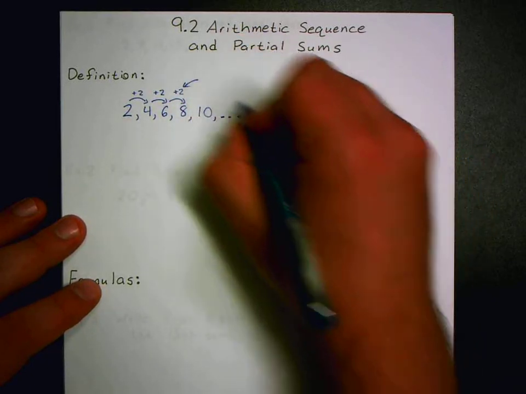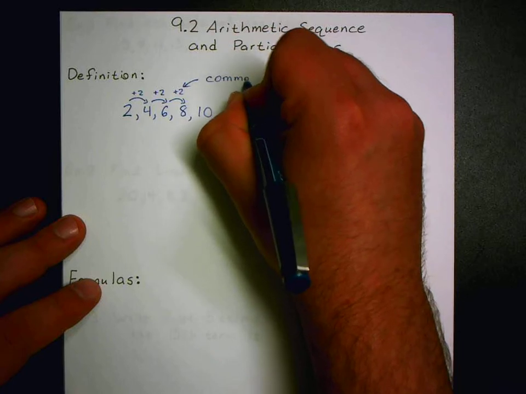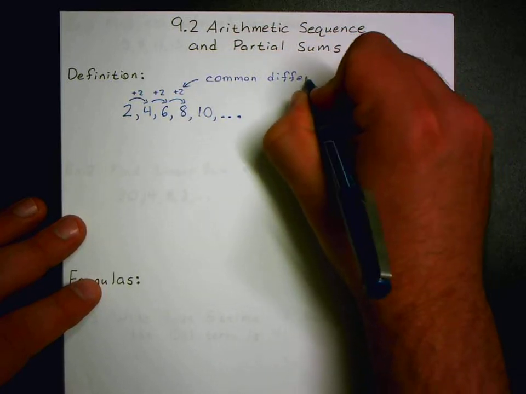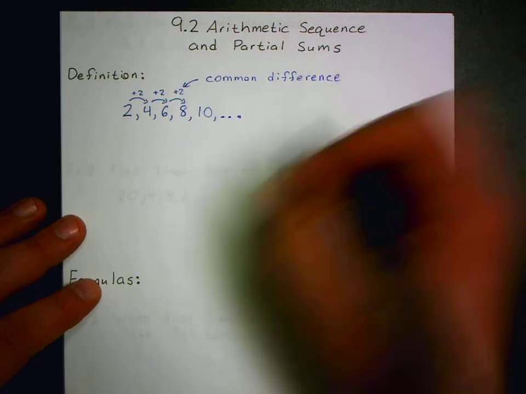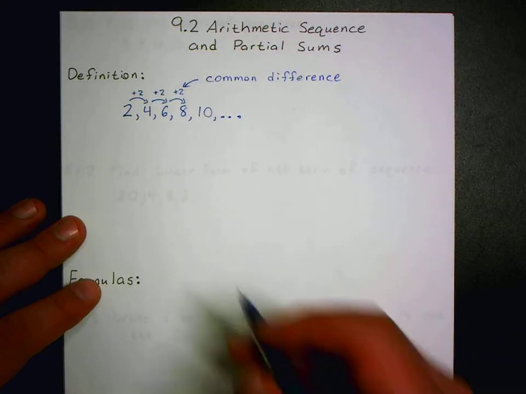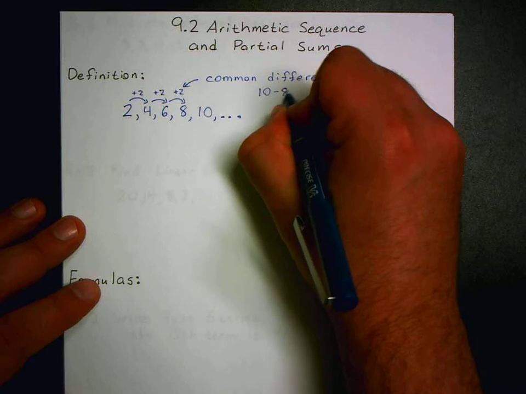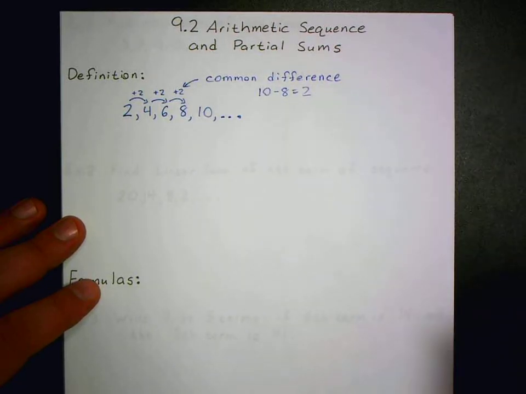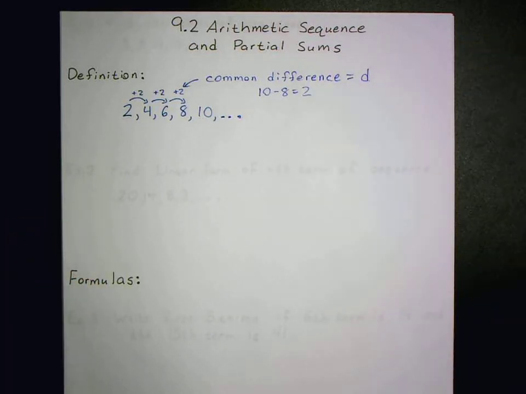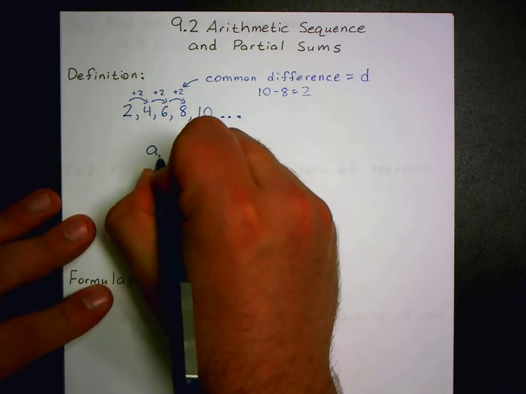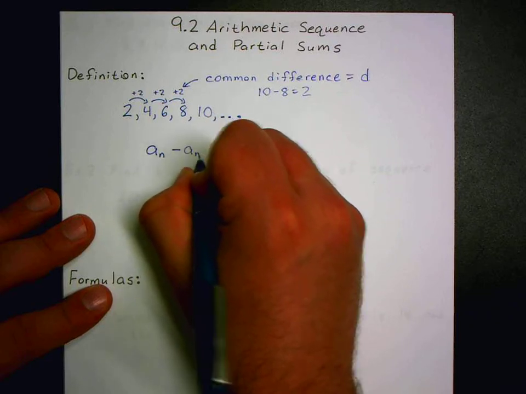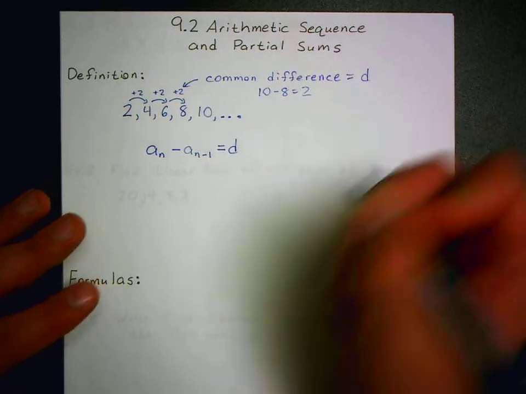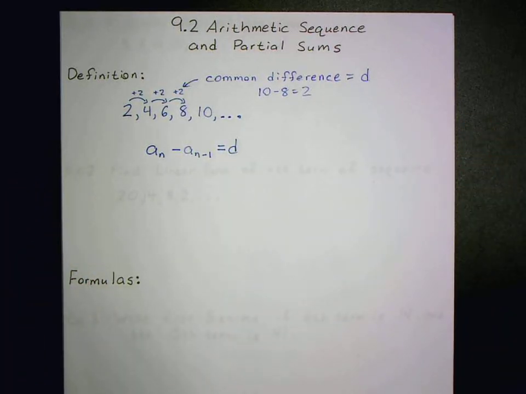This thing that you add each time, it's called the common difference. It's called the common difference because if you take any 2 terms and you subtract them, you'll get that. So, if I take 10 minus 8, I get that too. Our book always uses D to represent that. So again, if I take any 2 consecutive terms, so if I take an minus 1, I will always get that D. So that's the definition of arithmetic sequence.